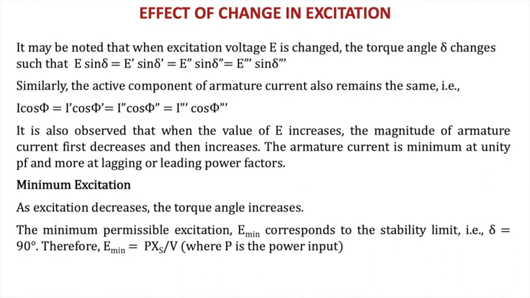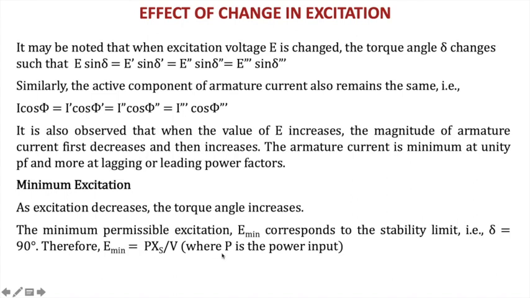Now this we have already discussed. So what is the minimum excitation? As the excitation decreases, the torque angle increases. So there has to be a limit to the decrease in excitation. So what is the maximum angle delta? That is 90 degrees. So when you substitute 90 degrees, your minimum excitation is P X_s by V.